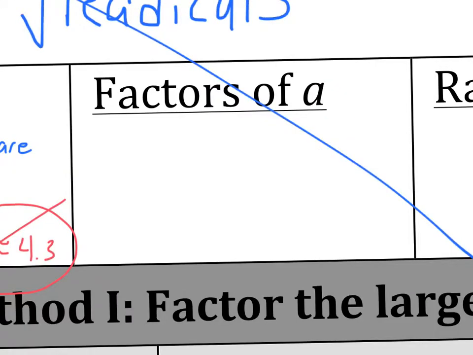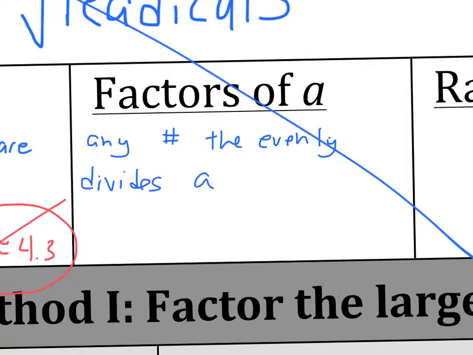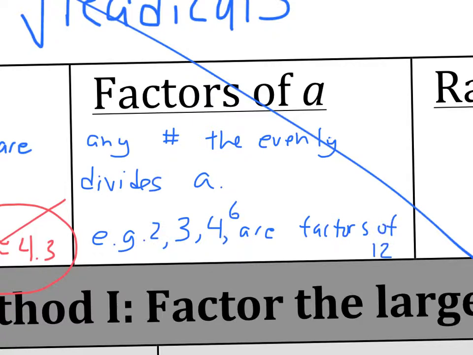Factors of A are any number that evenly divides A. So for example, 3 and 4 are factors of 12. In fact, so is 2. You could put a 6 in there as well.